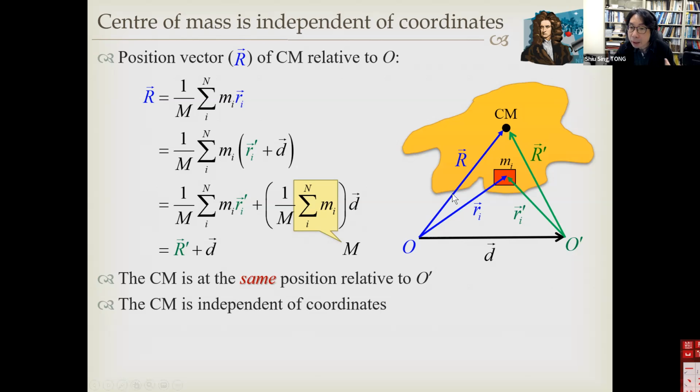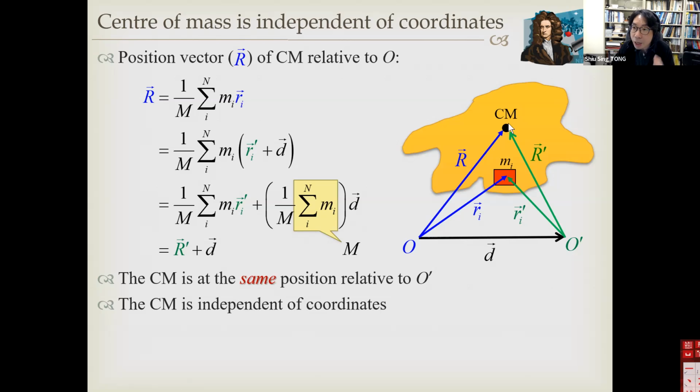Okay, so no matter whether you use the coordinate R prime or R to do the calculation, you still end up with the same position of the center of mass. And that means the center of mass is independent of coordinates. Okay, so that's an important property. If you find that the center of mass goes to a different position when you use a different coordinate, then it is not an intrinsic property of the material. It's not an intrinsic property of the object. And the center of mass concept will not be useful.